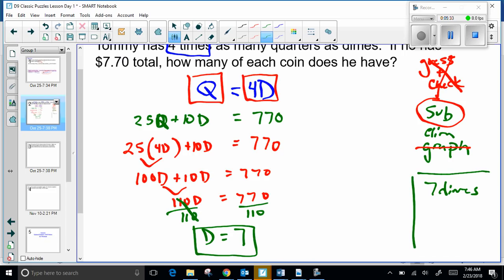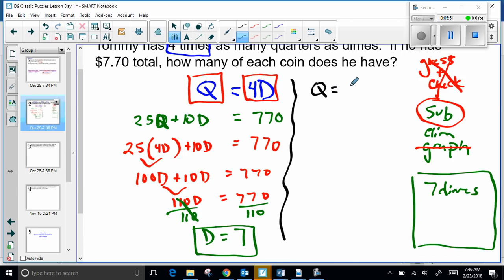Okay, I'm going to put my little answer box over here. Means there's 7 dimes. Okay, great. Well, if there are 7 dimes, I can go back to this other clue that we had that says there's 4 times as many quarters as dimes. So if I want to know quarters and dimes, I just take 4 times D and plug in my 7 for D. So now I do 4 times 7, and I found out actually there are 28 quarters. So come over here, 28 quarters, and that's my solution.